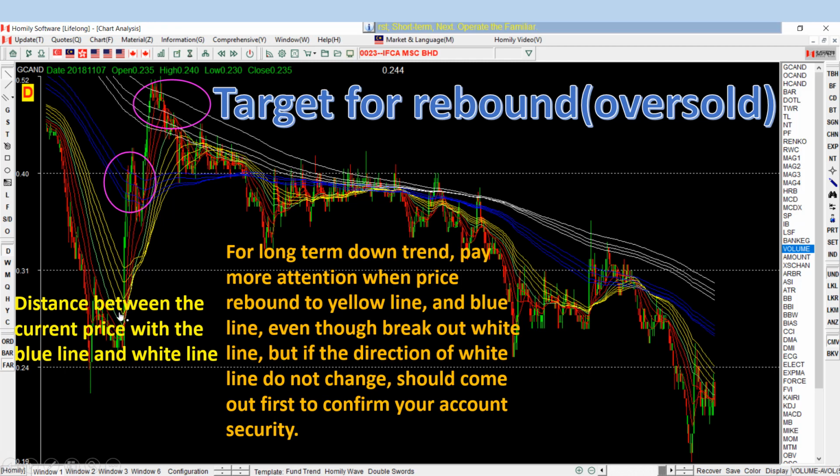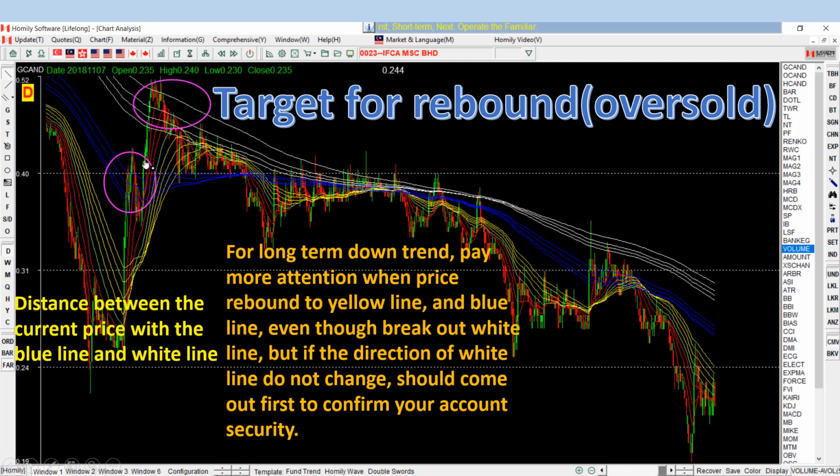And after that you can see the yellow line and the red line already turning up. So here it will turn from resistance to support. So when you see the price pull back to the red line and then stop dropping, here you can consider to come in again. But you should be cautious, and also you should control your position. And the next resistance is the white line here.